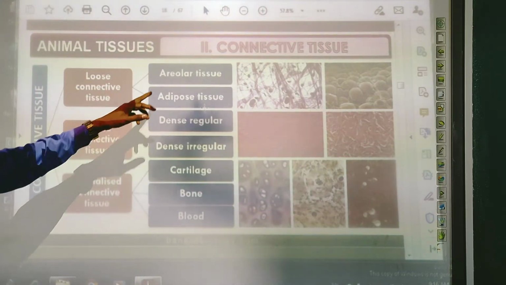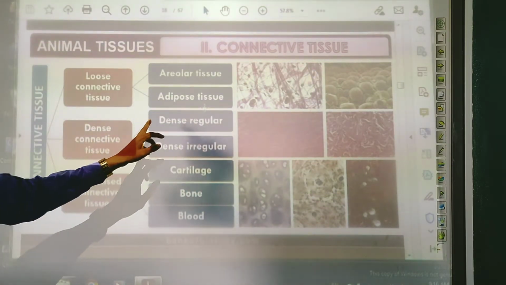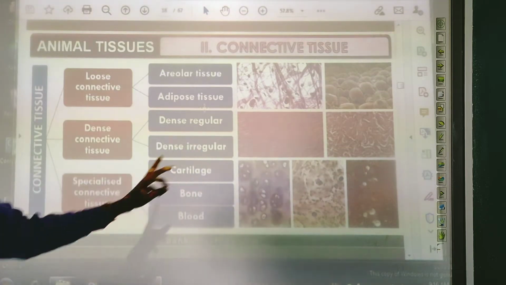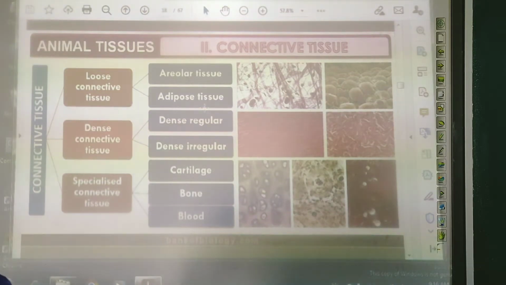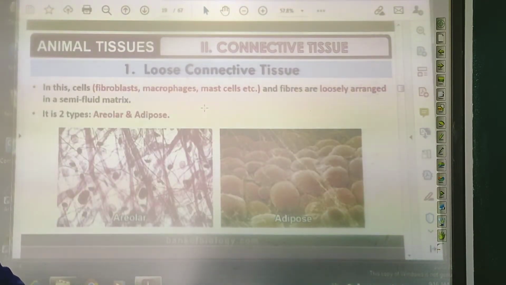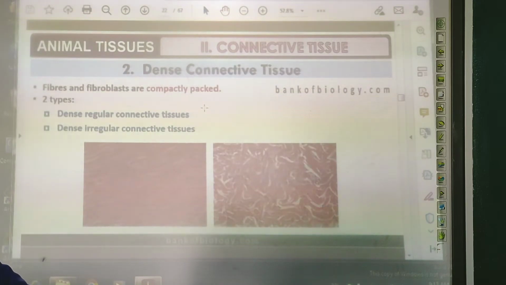In loose connective tissue we have areolar tissue and adipose tissue. In dense connective tissue we have dense regular and dense irregular. In specialized connective tissue we have cartilage, bone and blood. All these things we need to understand. The dense connective tissue can have a regular shape or an irregular shape: regular connective tissue and irregular connective tissue.